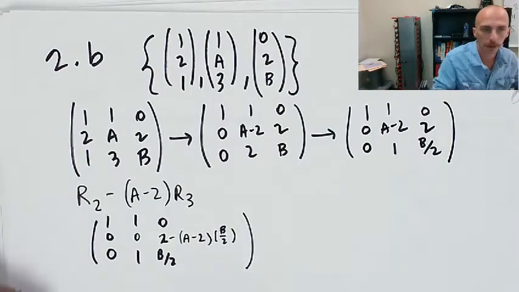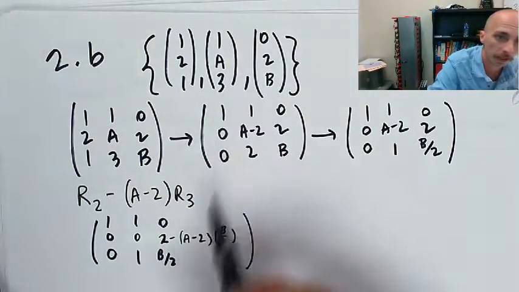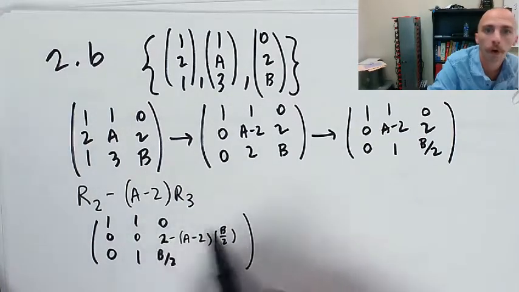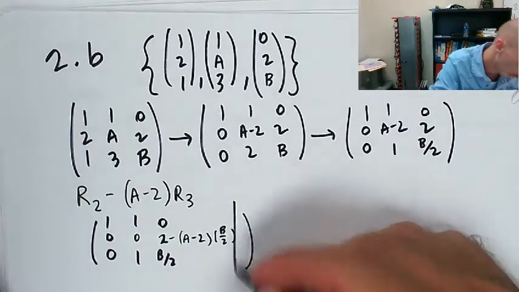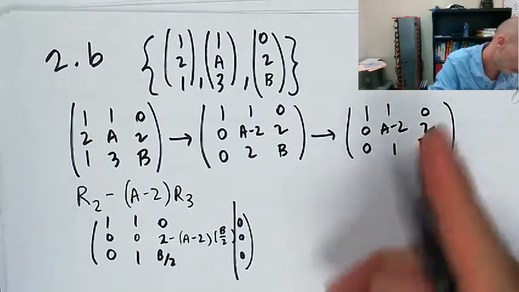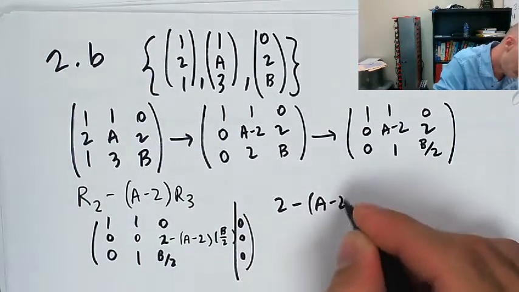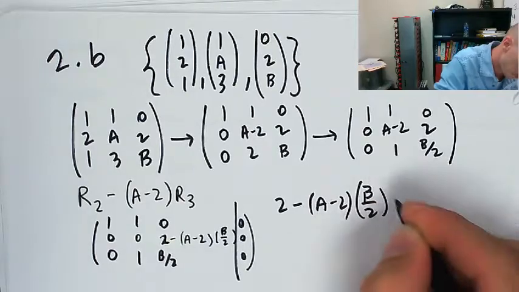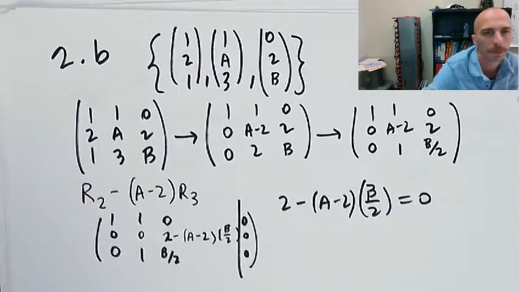Now, in order for this to be a dependent set, I need this to be all 0, because then I'll have non-trivial solutions when I augment it with the 0 vector like that. So I need 2 minus a minus 2 times b over 2 to equal 0. And they just ask for conditions on a and b, so you'd be perfectly fine to stop there.